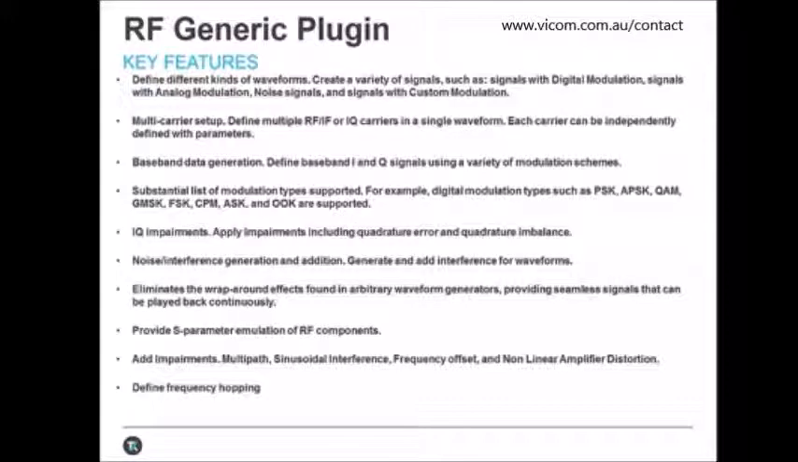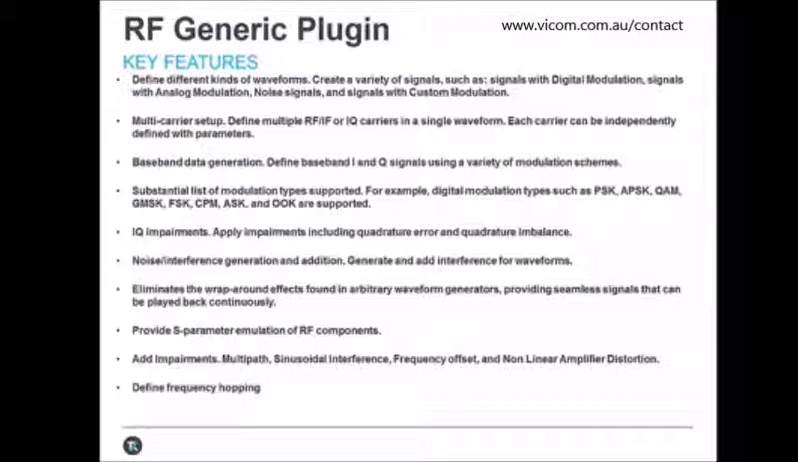So some of the key features that are available in the RF generic plugin, basically you can define many different types of waveforms using custom modulation, digital modulation, analog modulation, and noise signals. So you can also create multi-carrier. You can define RF or IQ type waveforms, and each carrier can be independently defined with its parameters. You can create baseband data generation, defined as an IQ-based signal, and different modulation schemes. And you can see that we have a substantial array of different modulation schemes available in this plugin.